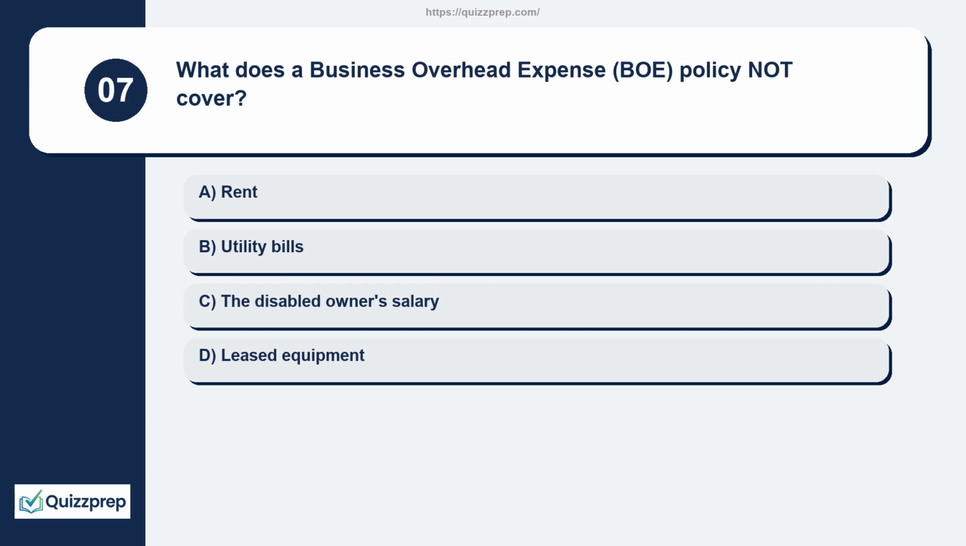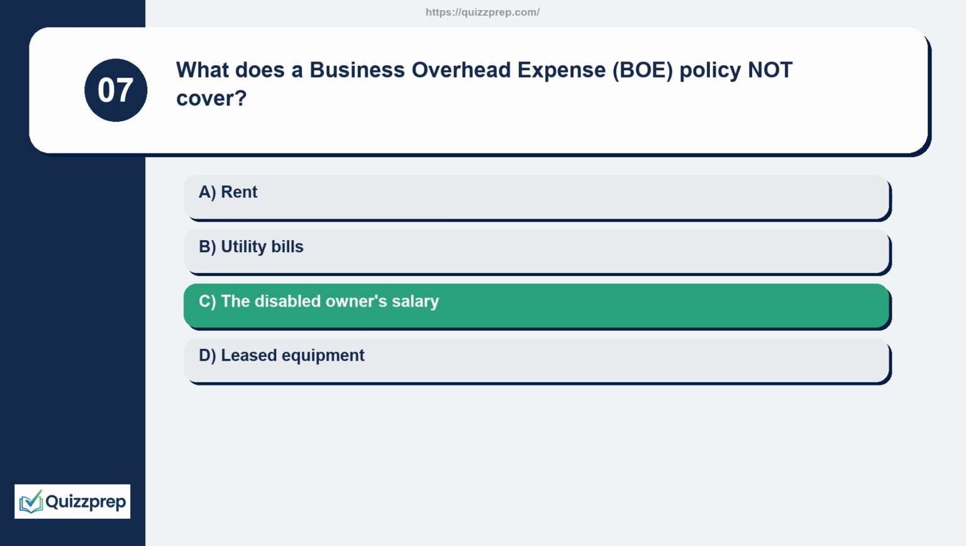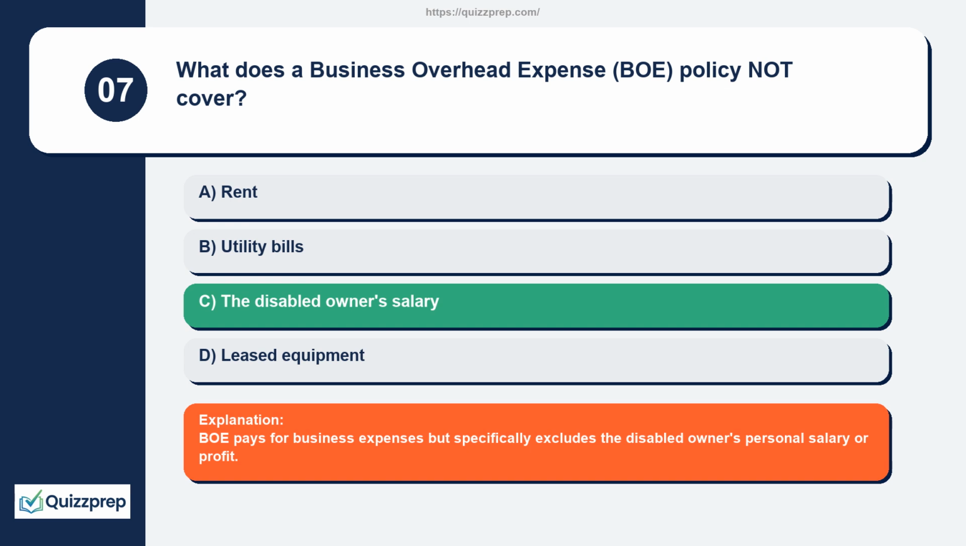Question 7. What does a business overhead expense, BOE, policy not cover? Rent, utility bills, the disabled owner's salary, leased equipment. BOE pays for business expenses but specifically excludes the disabled owner's personal salary or profit.